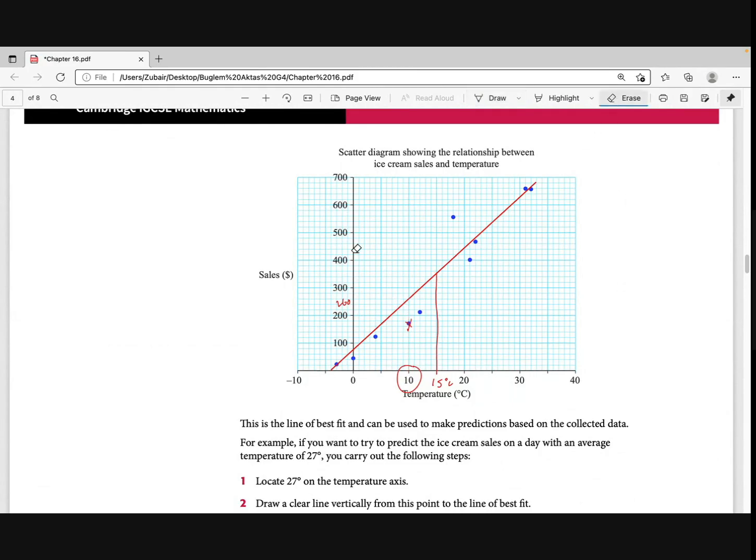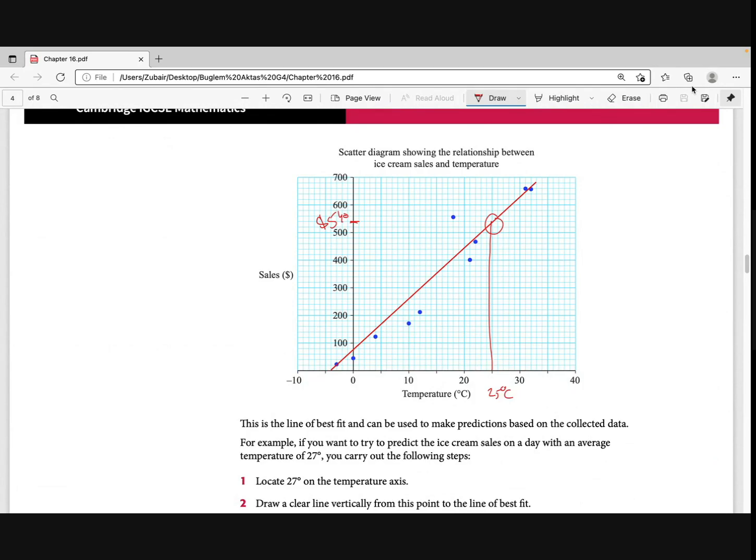So basically, for ones that we don't know or haven't been given clear data, we follow the line for those ones. For example, I'm the manager and I'm looking at the weather forecast. And I know that tomorrow would be 25. So I can expect this much sales, $540.